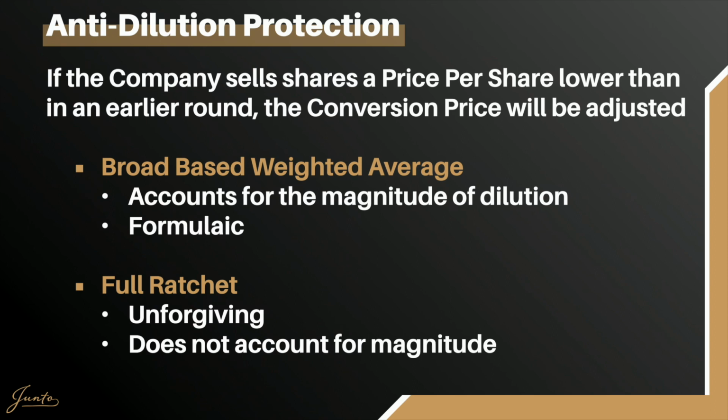The second version of an anti-dilution protection is called a full ratchet. This is unforgiving. It basically says whatever the price per share was in that later down round financing, we'll change the price per share of that earlier round to be exactly the same as that later round. So even if there was one share sold at a low price, it will change the price per share that those earlier investors will convert at. It's unforgiving. It does not account for the magnitude.